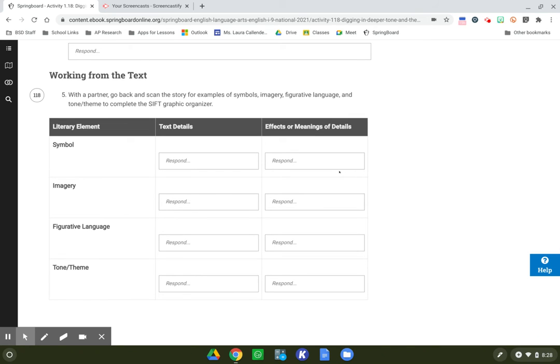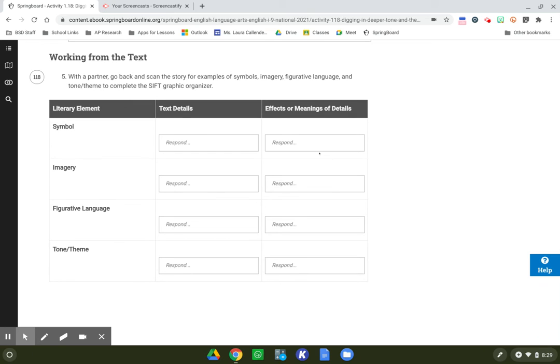All right, now Wednesday, you will see on our agenda that you've been asked to complete a Google Doc that is in the Google Classroom that is this SIFT chart. So SIFT is a reading strategy that allows you to sift, if you will, comb through the text for details that reveal an overall meaning. Okay, so it gives us a format for writing down our details that help us analyze. So SIFT stands for symbol, imagery, figurative language, and tone and theme.